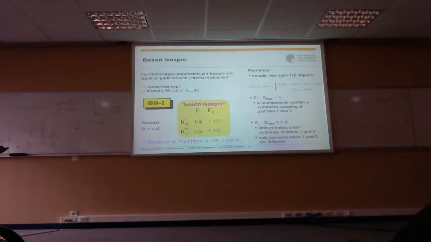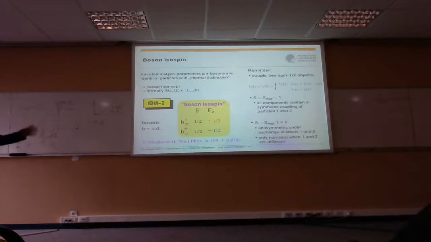So formally, we introduce this boson isospin, like the isospin for nucleons, neutrons and protons. We have a boson isospin of 1/2, where we define the proton bosons to have the projection plus 1/2, and the neutron bosons to have the projection minus 1/2. Okay? And then, for a multi-boson wave function, you can couple these isospins to a total boson isospin. And this boson isospin is called F-spin because we use this sign F here. So we do spin 1/2 coupling.